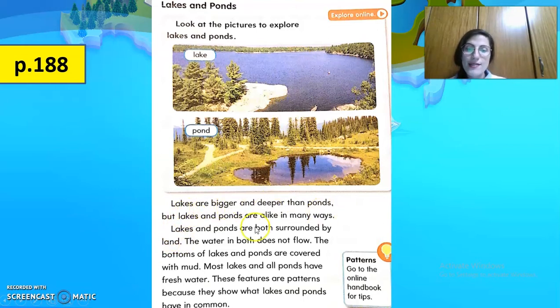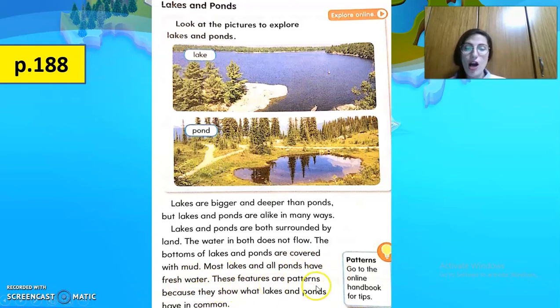Lakes are bigger and deeper than ponds, but lakes and ponds are alike in many ways. When we say alike, it means the same. Lakes and ponds are both surrounded by land. The water in both does not flow. The bottoms of lakes and ponds are covered with mud. Most lakes and all ponds have fresh water.